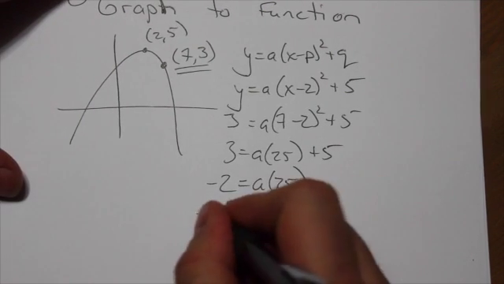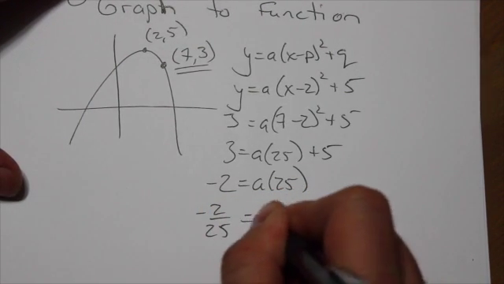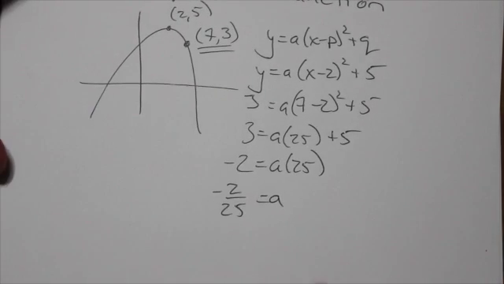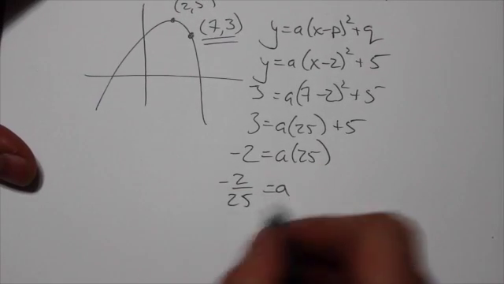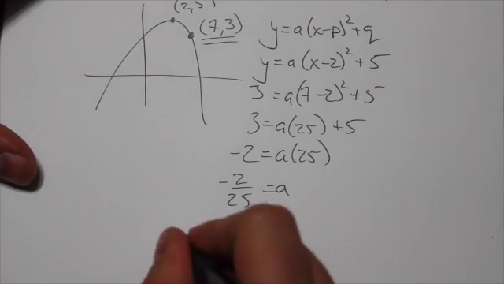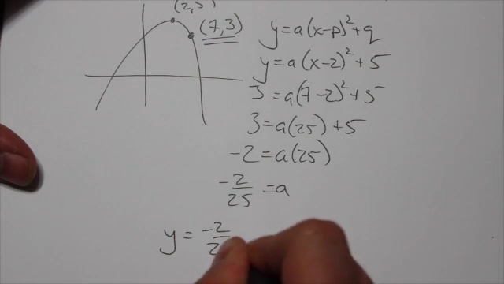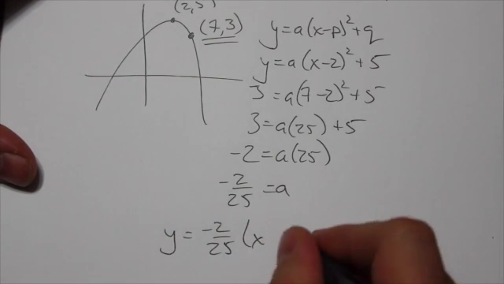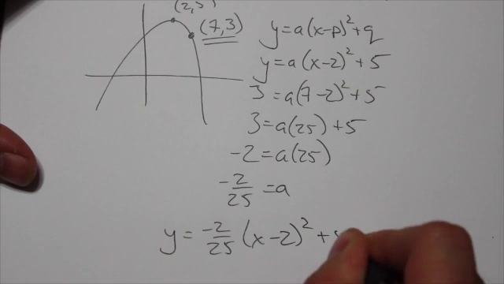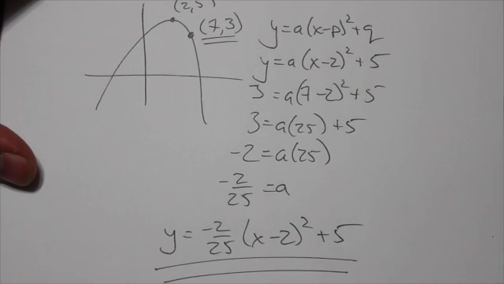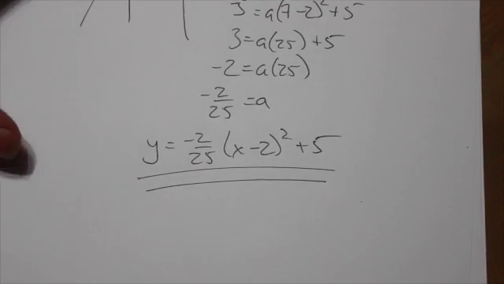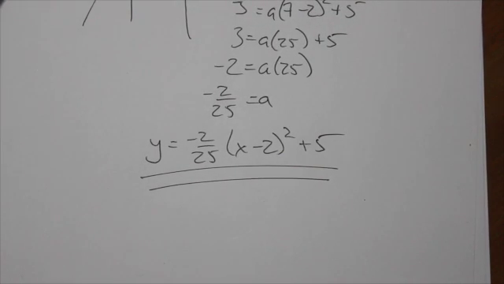Then I'll divide, and I get negative 2 over 25 equals a. Now that's a horrible fraction, but it doesn't matter. Our last step is simply going to be to put that into our vertex notation, and that's the equation that we're looking for. Negative 2/25 times (x minus 2) squared plus 5.